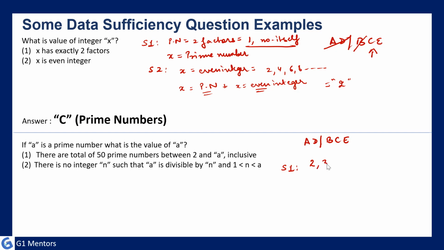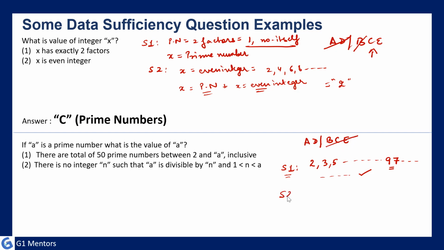So what are the prime numbers? 2, 3, 5 and so on. We know that the 25th prime number between 2 and 100 is 97. Here it's a data sufficiency question. We are not asked to find what the value of A is, we are just asked whether we can find it from statement 1. If we keep on writing the prime numbers ahead, we'll be able to find the 50th prime number from this statement. So statement 1 alone is sufficient to answer this question. So we strike off B, C and E.